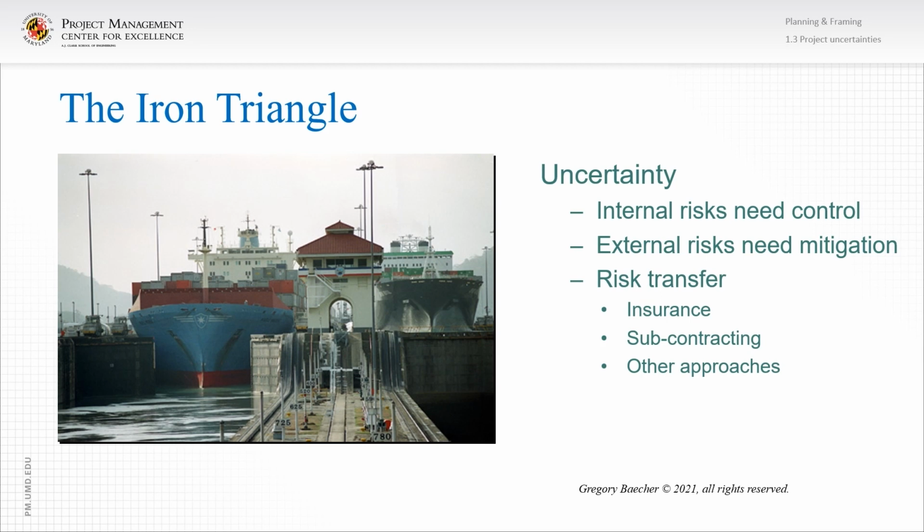And some of the things we can do, both for internal, but especially for external risks, is we can attempt to figure out ways to transfer those risks to other entities. For example, we could insure them. We could hire subcontractors who are more adept at managing certain risks or have more experience at certain kinds of risks. And there are some other approaches as well. So all of the aspects of the iron triangle involve uncertainty and therefore involve risks.